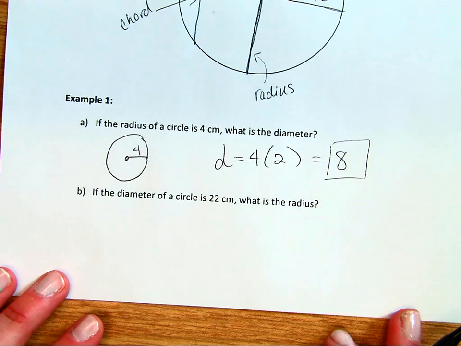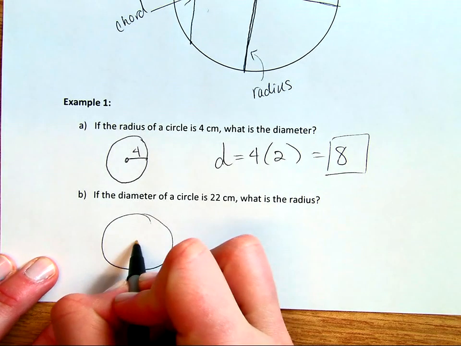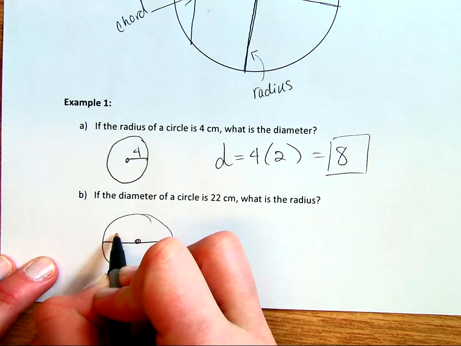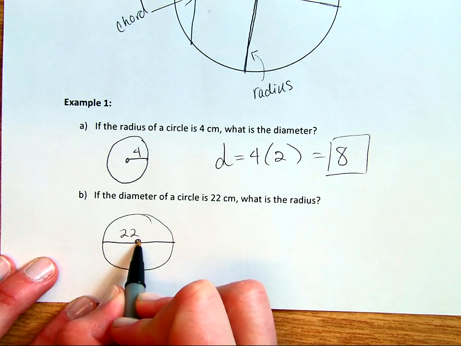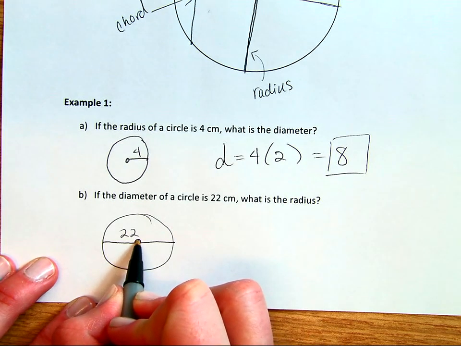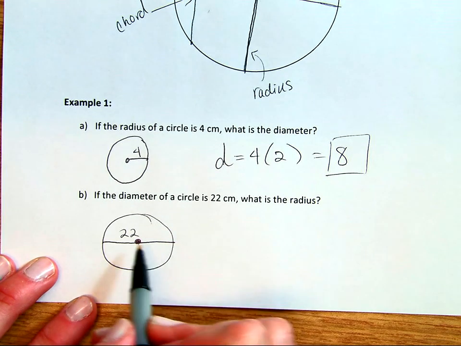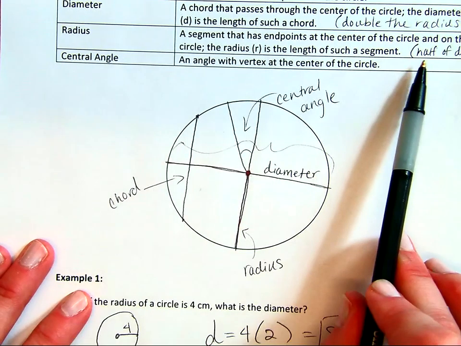Now for part B, it says if the diameter of the circle is 22 centimeters. So here's my circle. The diameter goes all the way across. This is 22, and we want to now know what's the radius. So what's the length from the center to the circle? Well, that's going to be half of whatever the diameter is. Remember we said the radius is always half of the diameter.